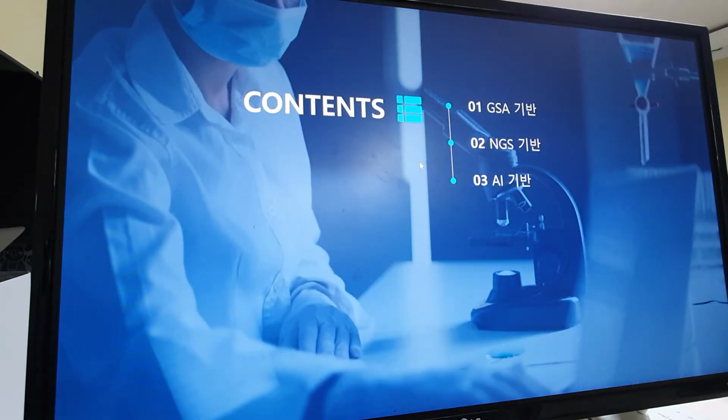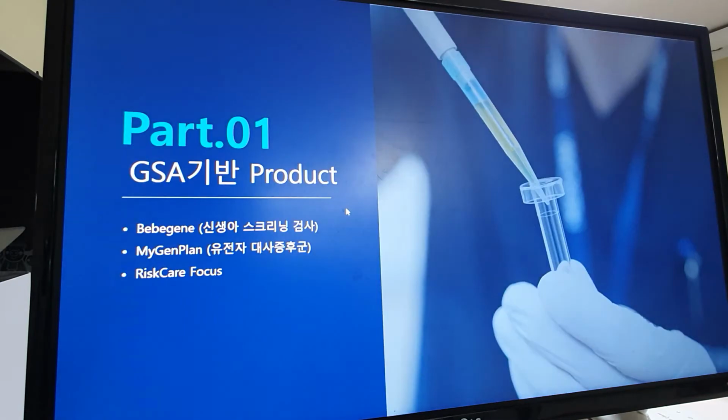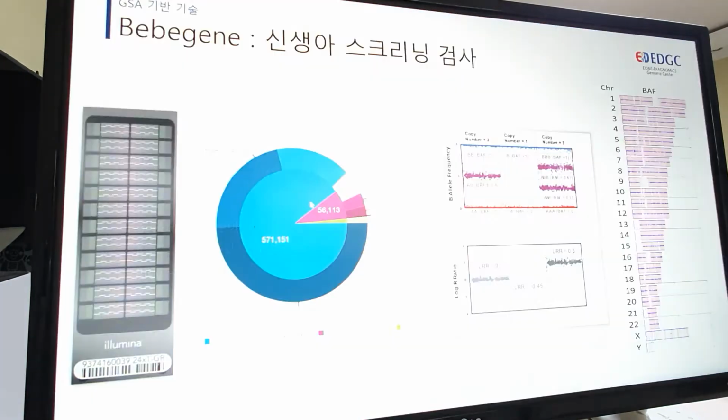So the content looks like this. First part, GSA related service. And second, NGS related service, and third is the AI related one. So this is the first part.